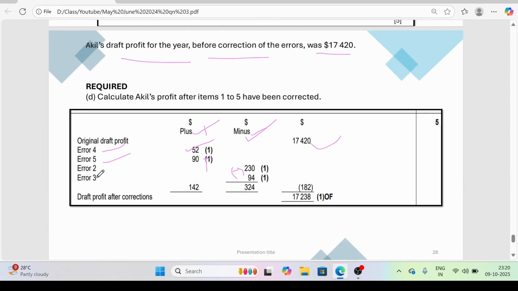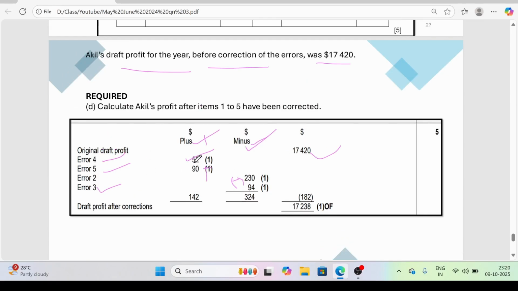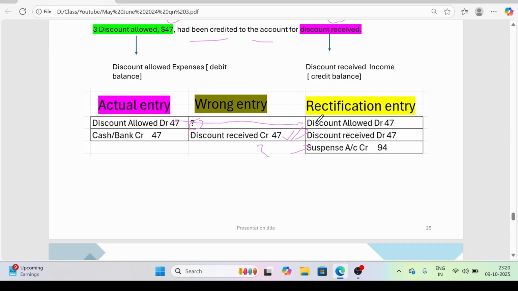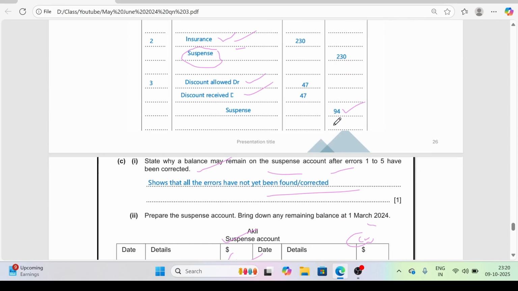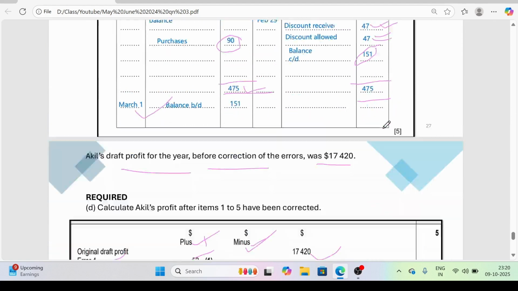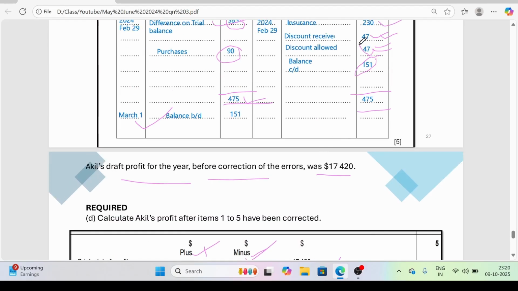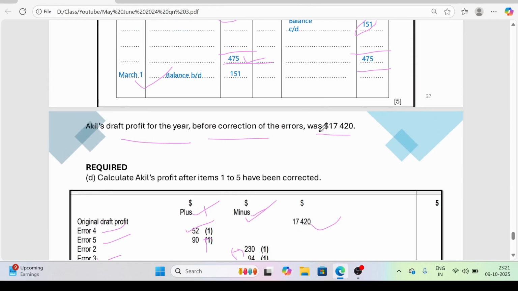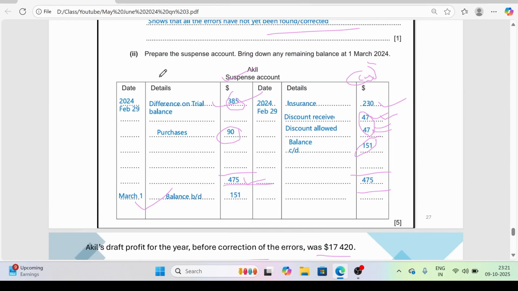Then next one, error 3. What happened in error 3? Discount allowed is an expense, but it had been credited to the discount received account. So that time what happened? Discount allowed is an expense, no? Expenses they recorded here. See here, 47 and 47, so totally these 94 we have to minus. Suspense account credit side items minus, debit side is plus, while doing the draft profit calculation. Got it?